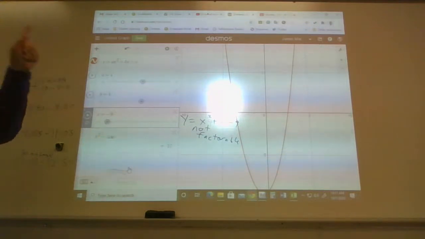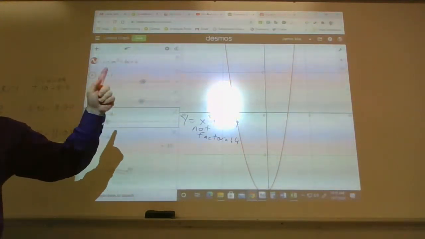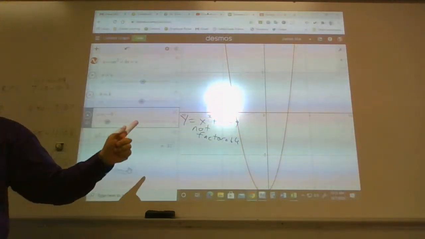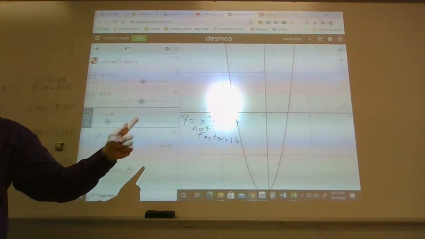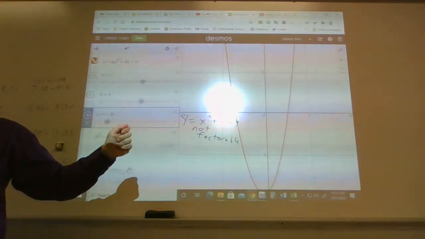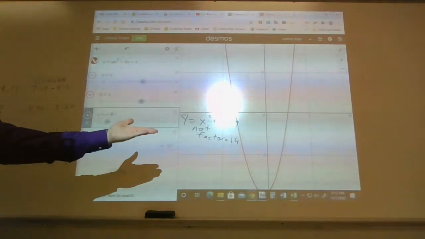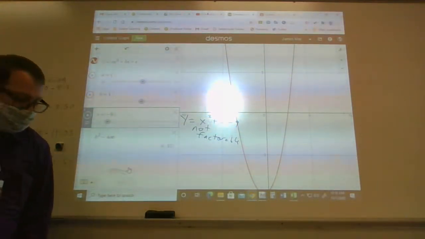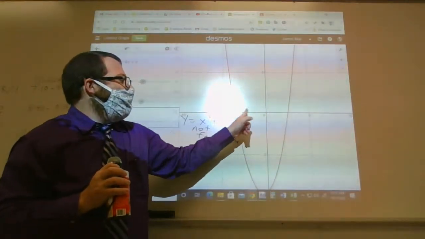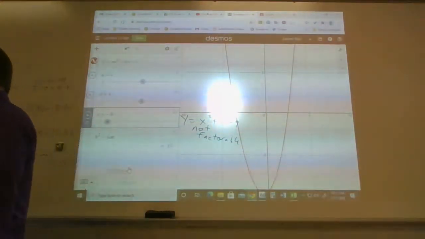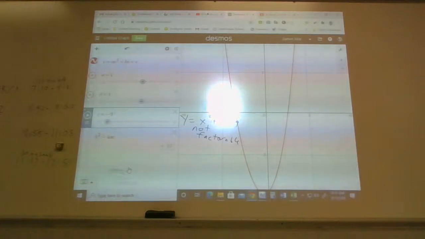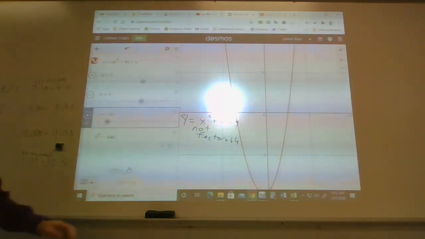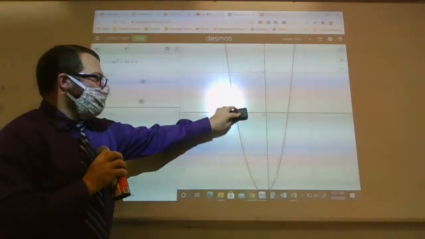Does this graph have two real solutions? It does. Why? Yeah, clearly it crosses the x-axis twice. It has two real solutions. Its solutions are right there and right there. But how do we find them if we can't factor? How does one find them if we can't factor?